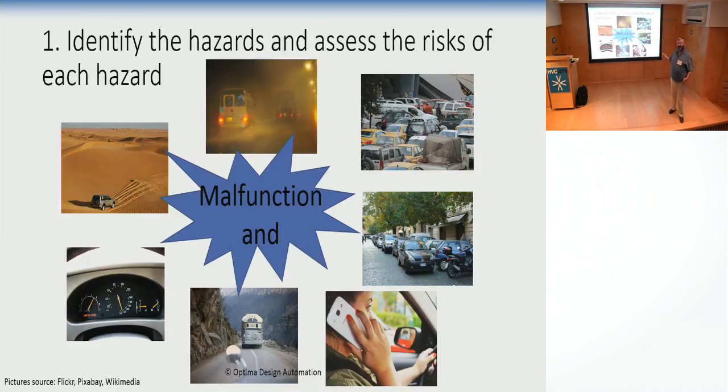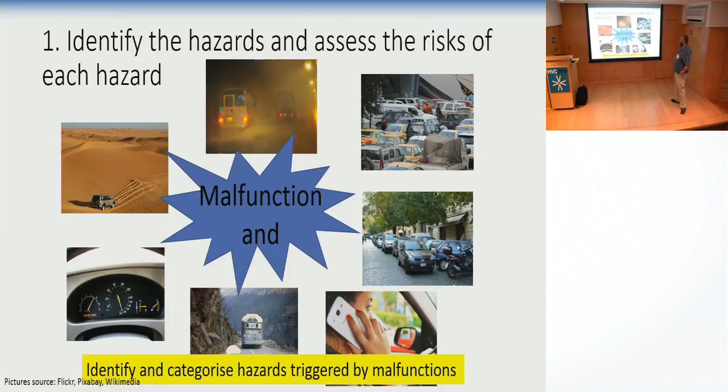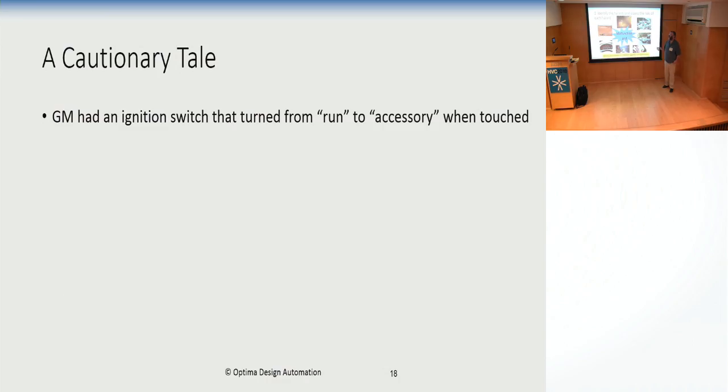And again, remember the trial. If something happened and it wasn't even in your tables, some hazard happened and killed someone, and they say, where are your documents? Where did you check all the hazards? Is it in there? And you say, no, I didn't think about it. Not so good. So you need to identify and categorize hazards triggered by malfunctions.